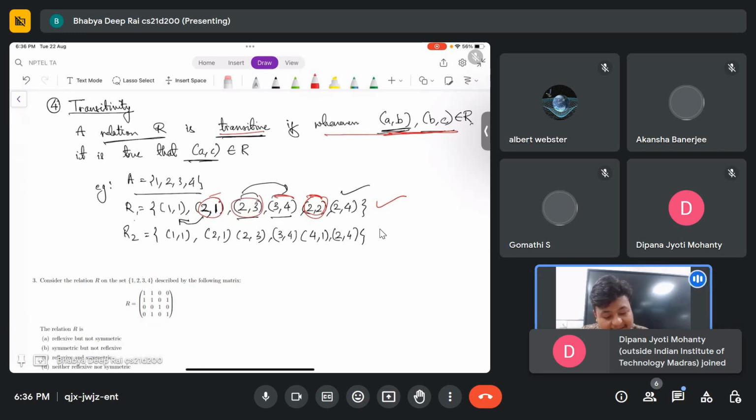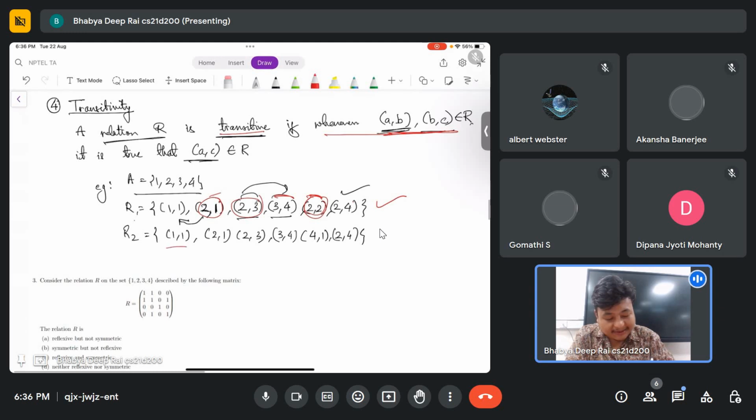Is R2 transitive? That is the question. 1 is related to 1. (1, something) is not there. (2, 1), (1, 1) is there. See, (2, 3), (3, 4) is there. So this is in the AB, BC form. This would mean that (2, 4) should have been there in the relation. Okay, and (2, 4) is there in the relation. So this is fine so far.